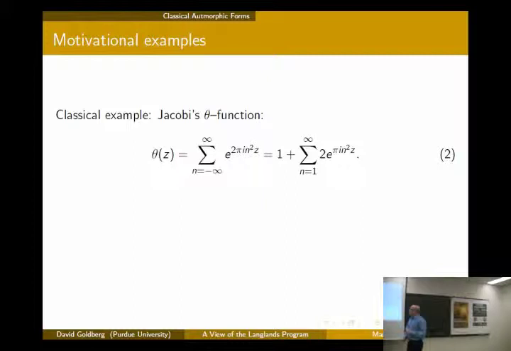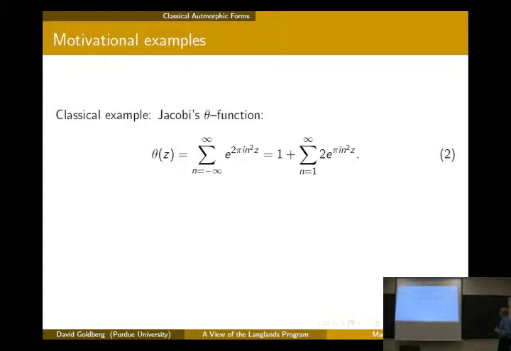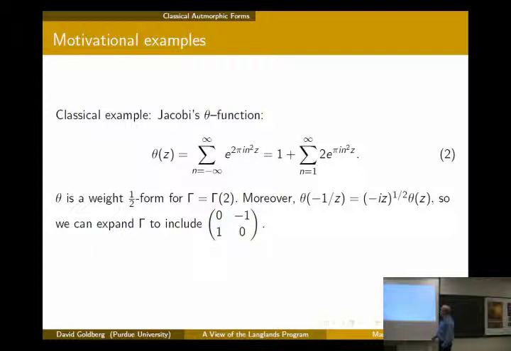that Jacobi had studied, called the theta function, and it's very simply the sum from minus infinity to infinity of e to the pi i n squared z. Actually, it's n equals 1 to infinity of e to the pi i n squared z. So it turns out this is a weight 1/2 form for gamma of 2.